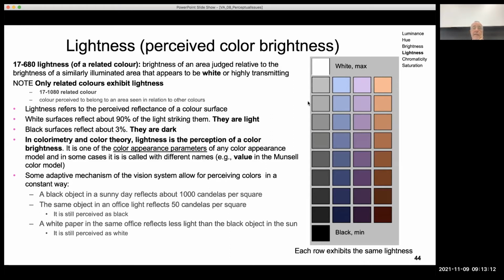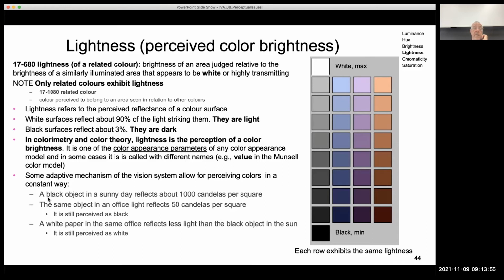And to make this more complex, oh, sorry, I forgot to say that this concept has different names. It is called value in some models, or lightness in other models, but it's the same. It's something that measures the appearance of the colors, not the simple light. It's about colors. And to make the story a little more complex, we have some adaptation mechanism that preserves the colors, even if the luminance is totally different.